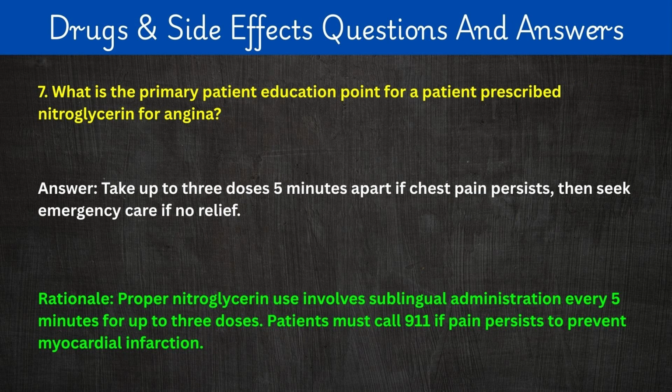7. What is the primary patient education point for a patient prescribed nitroglycerin for angina? Answer: take up to 3 doses 5 minutes apart if chest pain persists, then seek emergency care if no relief. Rationale: proper nitroglycerin use involves sublingual administration every 5 minutes for up to 3 doses. Patients must call 911 if pain persists to prevent myocardial infarction.